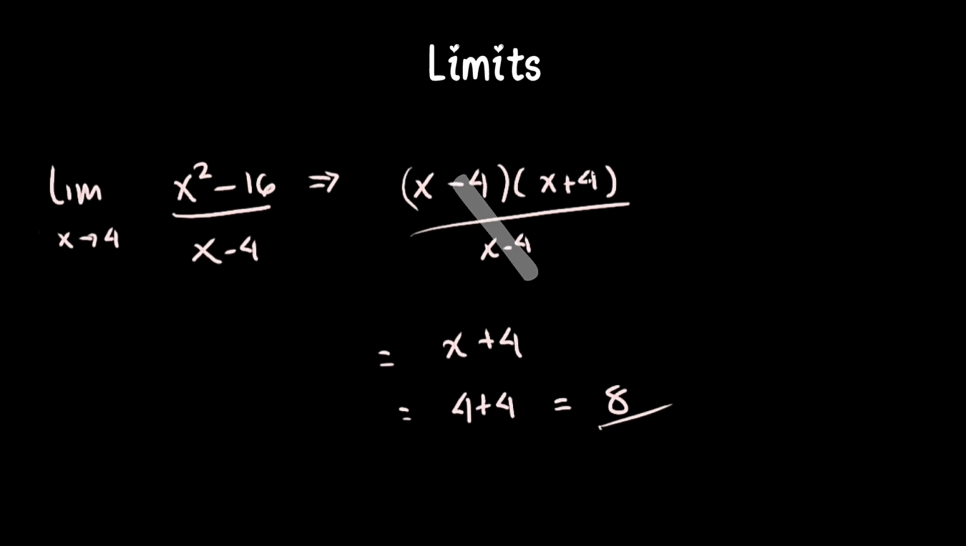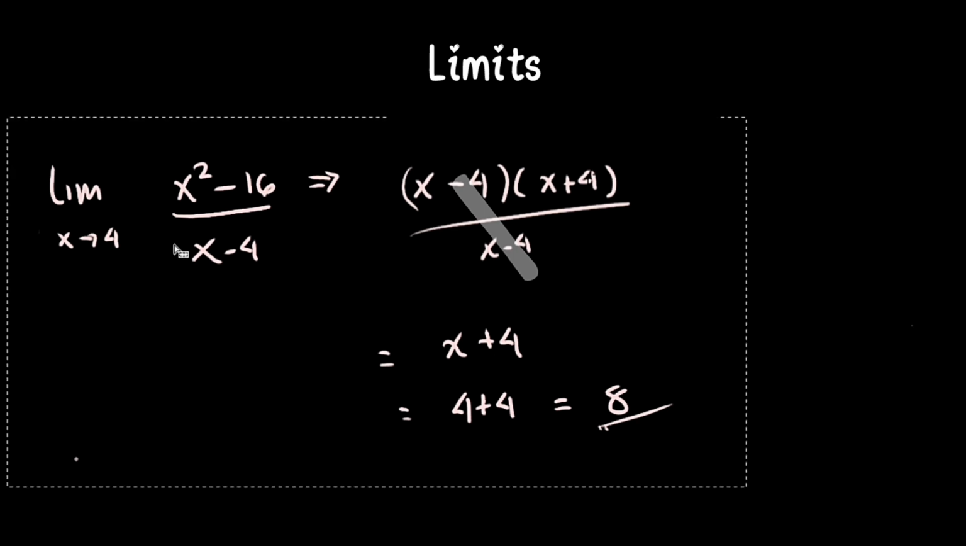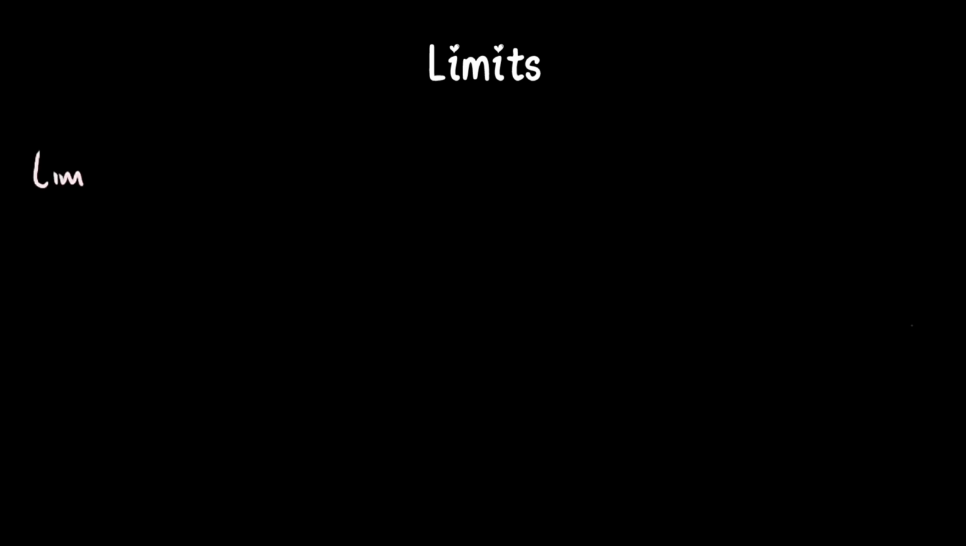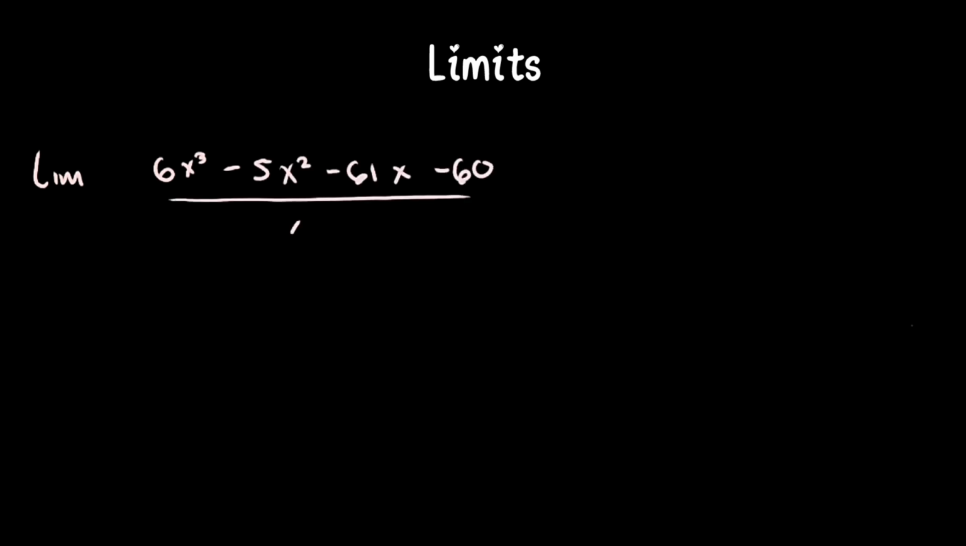What if they give you a complicated equation that is hard to factor and using direct substitution gives an indeterminate form 0 over 0? What will you do? So I'll teach you this illegal method, the nearby value substitution. This method works even if you have zero knowledge of factoring. Let's try this problem. Limit of 6x cubed minus 5x squared minus 61x minus 60 over x minus 4 as x approaches 4.